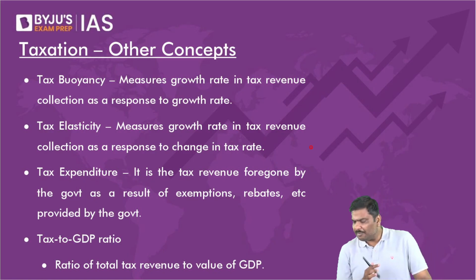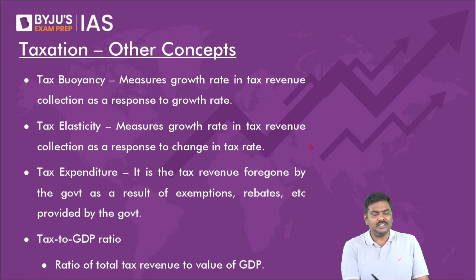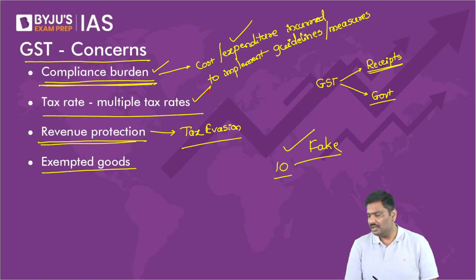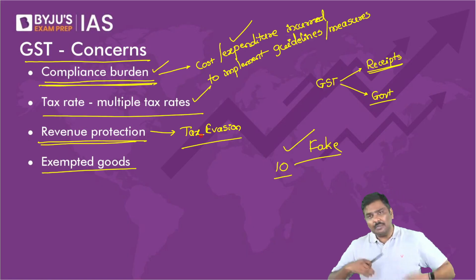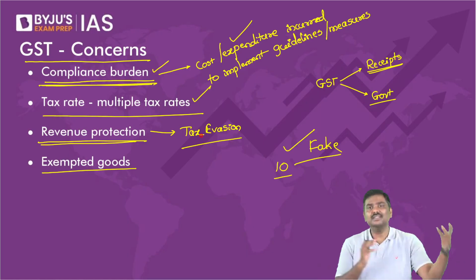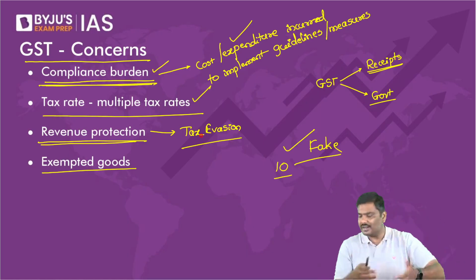Any problem here? Please do let me know. Sir, how is the second point a concern? My dear, because of multiple tax rates, is there an inverted duty structure? Let me know. Is there an inverted duty structure because of multiple tax rates? Is it becoming difficult to administer with multiple tax rates? That's the reason I'm saying it is a concern. We will have to address it.